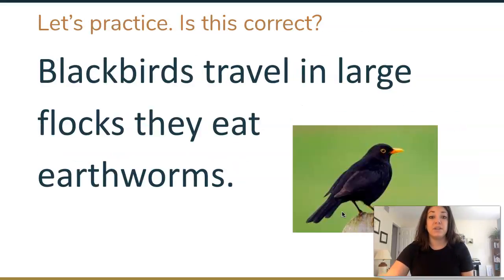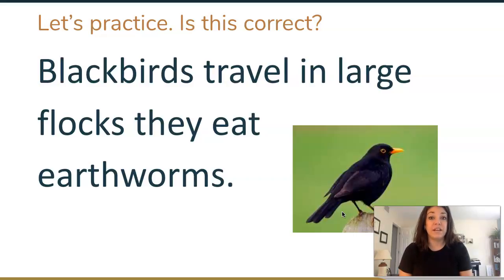Let's try this one. Is this sentence correct? Blackbirds travel in large flocks. They eat earthworms. What do you think? Is this sentence correct? Or do we need to add a period somewhere? Is this a run-on sentence? I'll read it again. Blackbirds travel in large flocks. They eat earthworms. This is a run-on sentence. If you guessed that it's a run-on sentence, you're right.